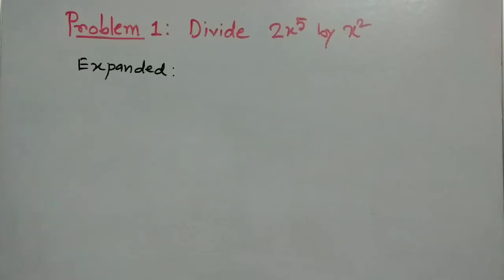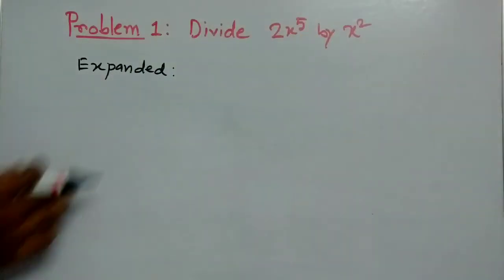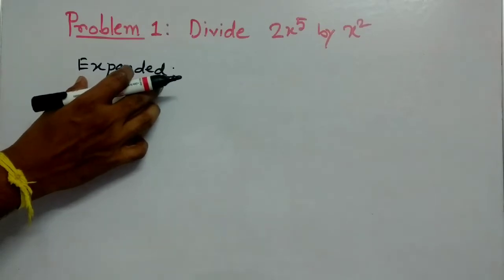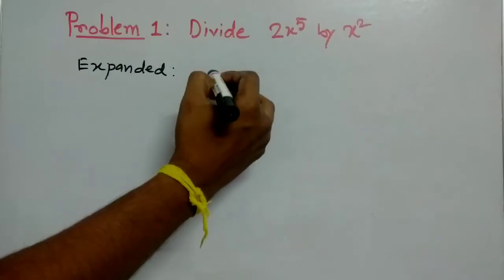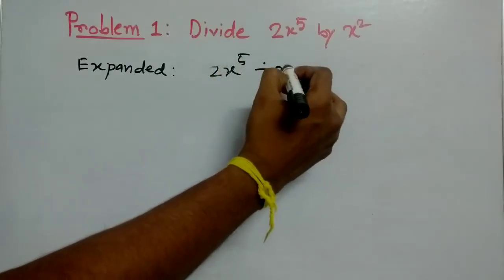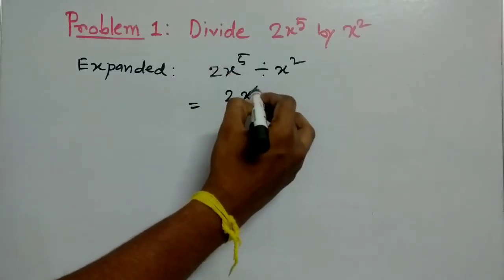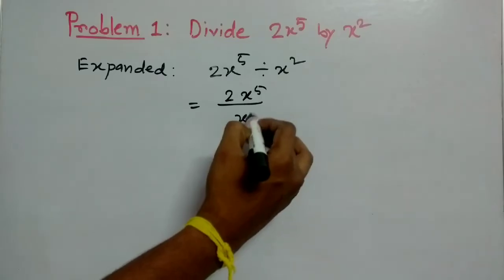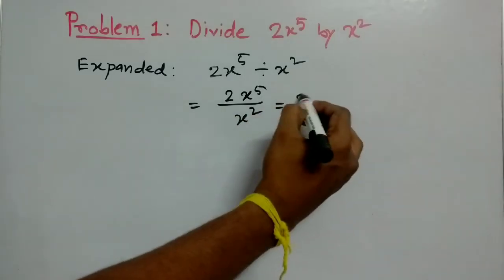In this question, it is said that divide 2x to the power 5 by x square. We will solve it first by the expanded method. That is, we will write it in this way: 2x to the power 5 divided by x square.